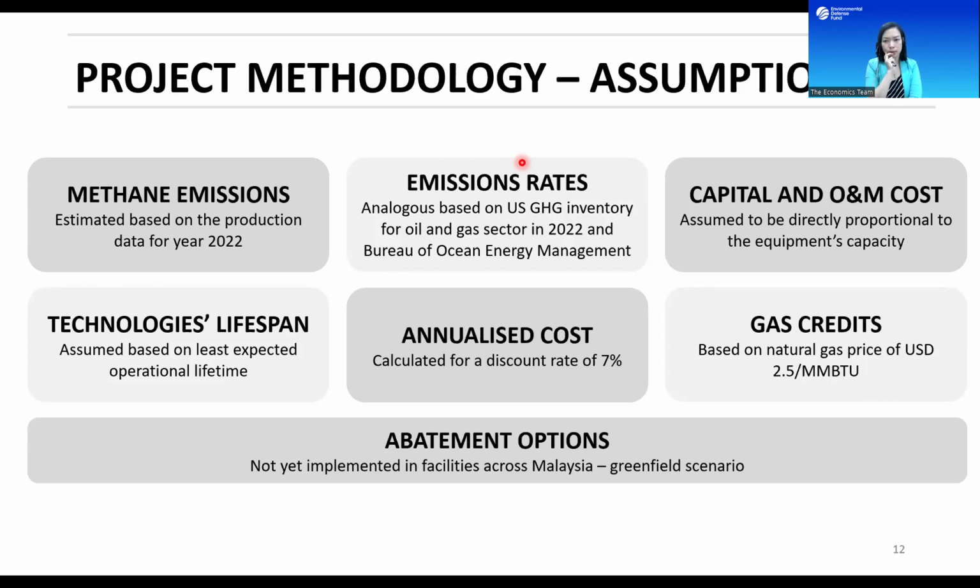Of course, this is something where we can do a more advanced MAC curve analysis, given that we have that information, right? And next, we assume that this analysis is based on at least the expected operational time of the technologies. Apart from that, in the cost analysis, we assume a 7% discount rate in order to do the calculations. There is a particular reason for this, which we will share later on as well, right?